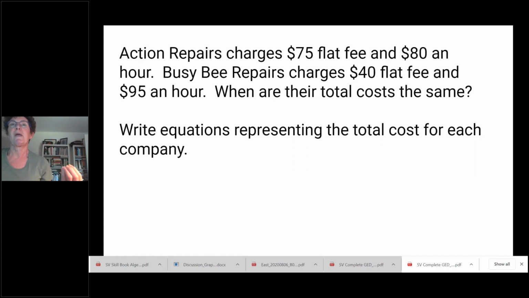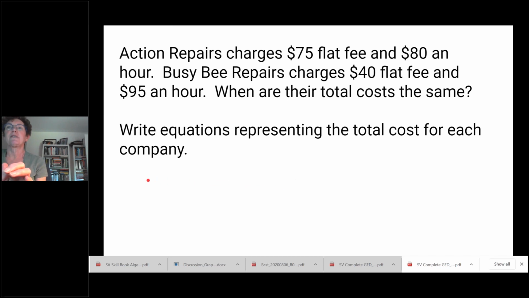So when the Action Repairs person comes to my door, before they walk in, I have to give them a check for $75. And then I'm going to pay them $80 every hour they're working on my appliance. When the Busy Bee Repairs person comes to my door, before they walk in, I am going to pay them $40. And then for every hour they're working on my appliance, I'm paying them $95 an hour. So I want to know, when are their total costs the same?